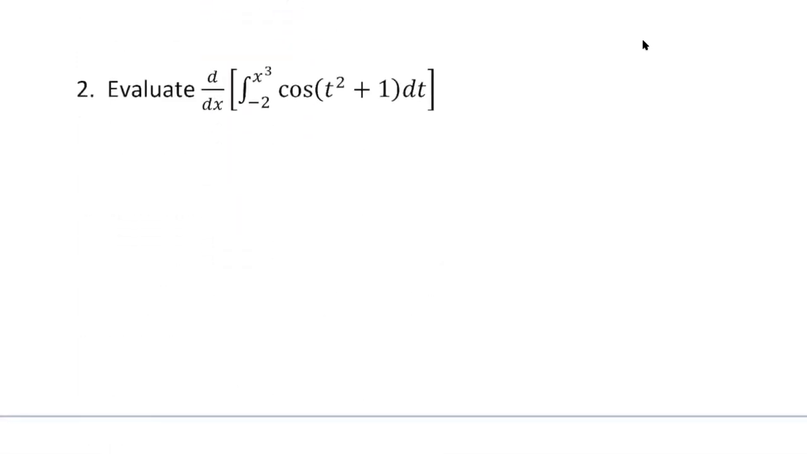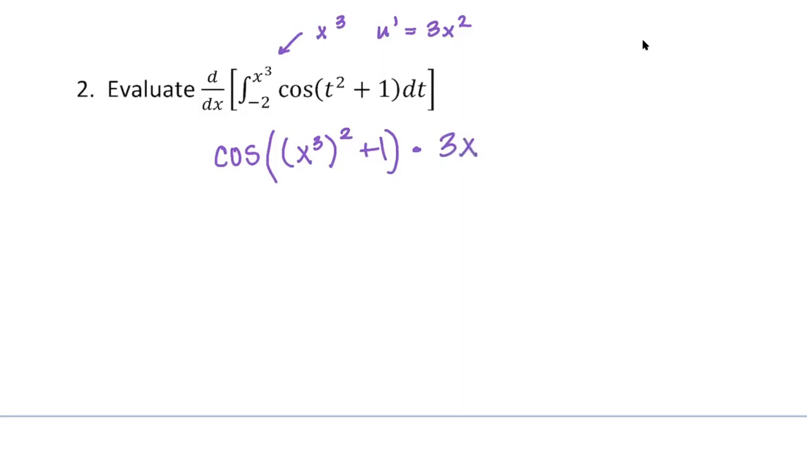Okay, number 2, a little bit different. On number 2, u here is x cubed. So that means that u prime is going to be equal to 3x squared. So we will have to do a little bit of multiplying there. The constant on the bottom doesn't matter. The answer is going to be the cosine of, replace the t's with u. Well, u is x cubed. So that's going to be x cubed squared plus 1. And then we have to multiply by 3x squared.